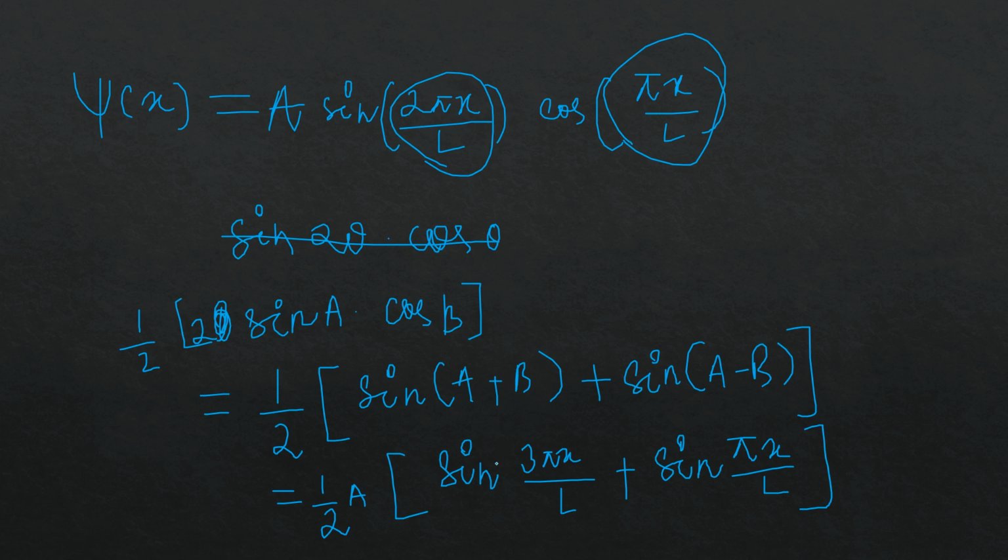Now how do we make it like our wave function? It is sine 3 pi x by L. So can you tell me, I can multiply by root 2 by L and divide it also. So I can do this also, isn't it?